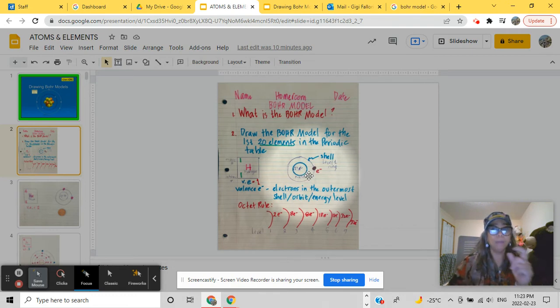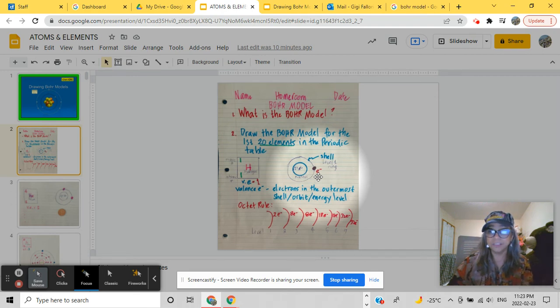Now, how do we place or distribute the electrons? Because this is what the Bohr model diagram is all about. We need to place the electrons. So first, draw the shell, the ring, the orbit, the orbital, or the energy level.